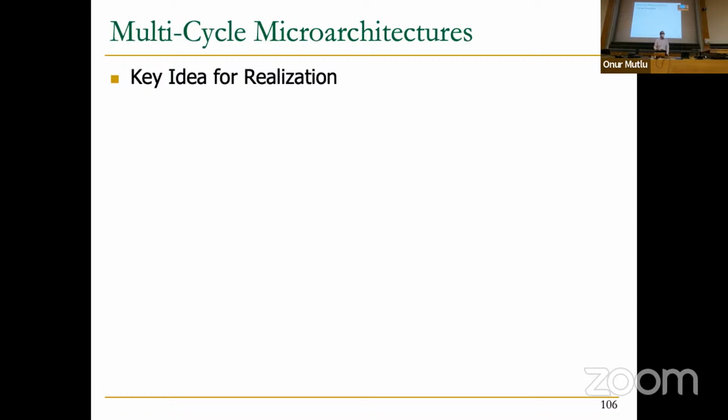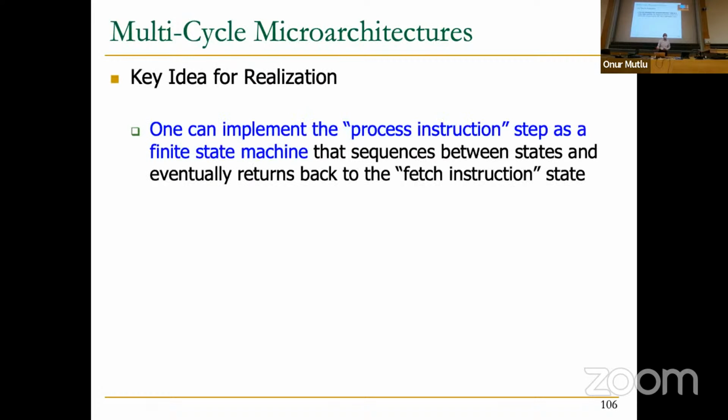And the key idea for realization, as described in Maurice Wilkes' paper, is one can implement this process instruction step as a finite state machine that sequences between states and eventually returns back to the fetch instruction state. So you have a finite state machine, starts in the fetch instruction, and then you go to decode, and then you basically take a different path based on the instruction type and execute through some states, finish the instruction, and you go back to the fetch state again. And we will see that finite state machine a little bit. So that's the idea. Have a finite state machine that sequences through states in multiple clock cycles and eventually returns back to the fetch instruction state to fetch the next instruction.